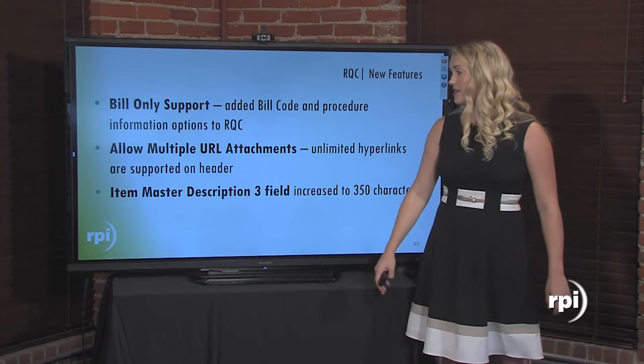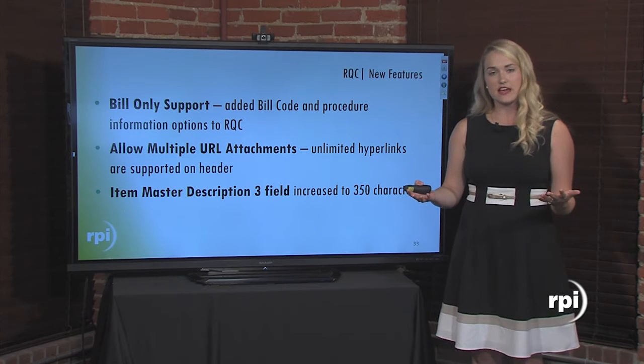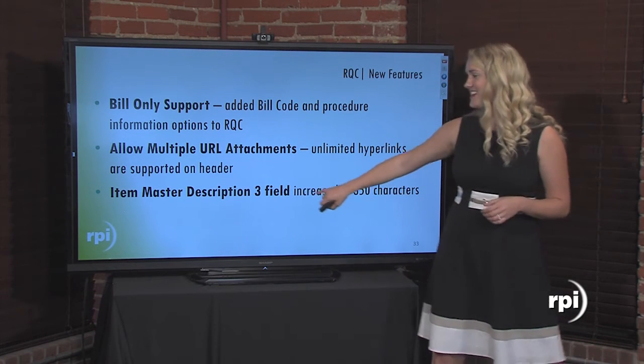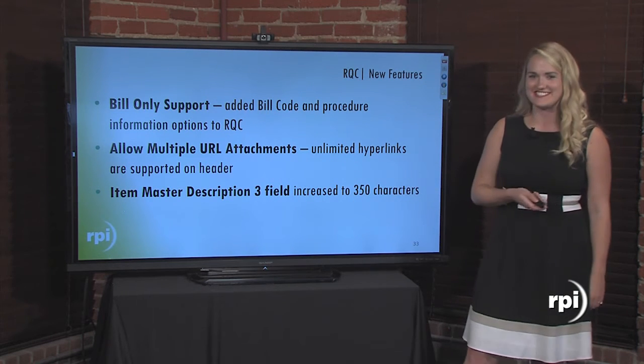There's also allowing of multiple URL attachments. Now you've got unlimited hyperlinks that are supported. And I'm gonna kick that dead horse. Item master description 3 fields, increased to 350 characters.